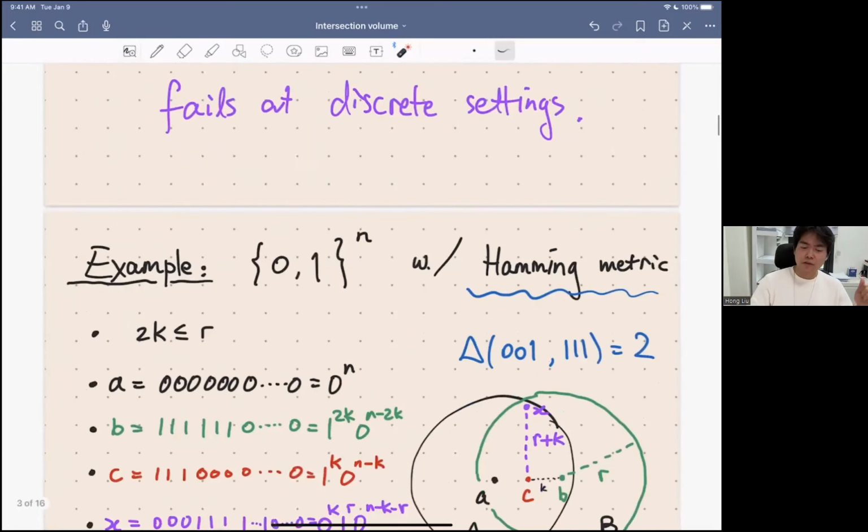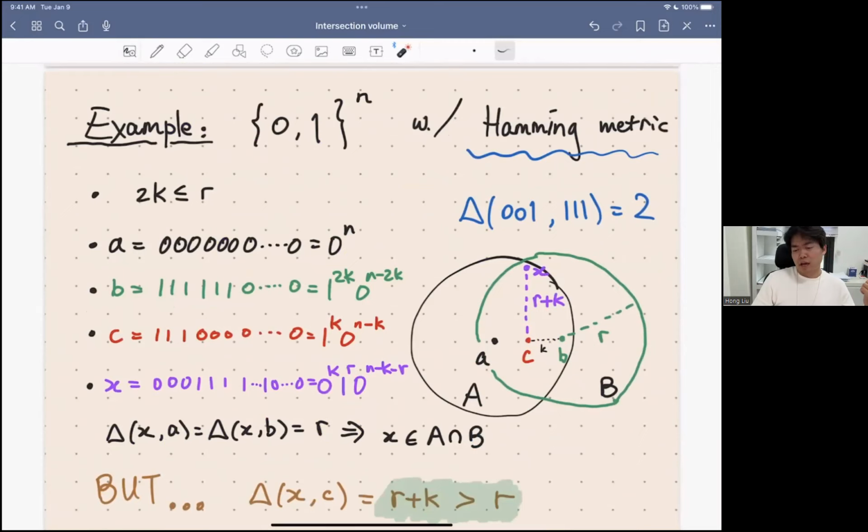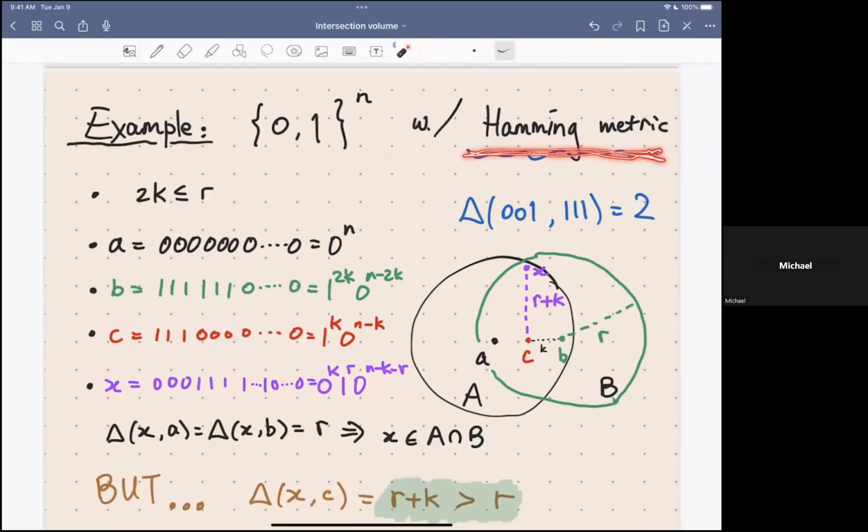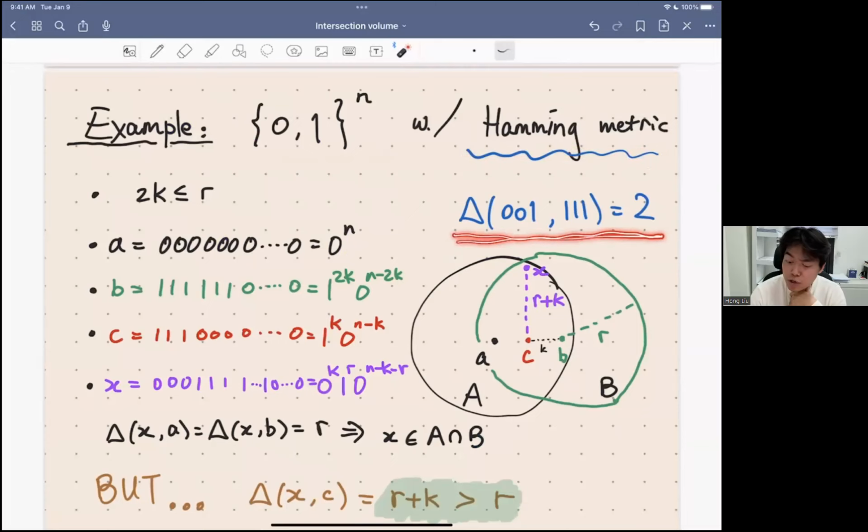Let's now consider the so-called binary Hamming space. This is a discrete metric space where the ground set is the set of length n binary strings, and we endow it with the Hamming metric. The Hamming metric is basically the number of positions where they differ. So here they differ at the first two positions, and the Hamming distance is 2.